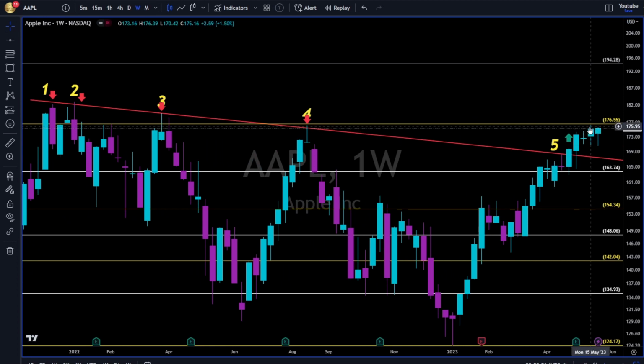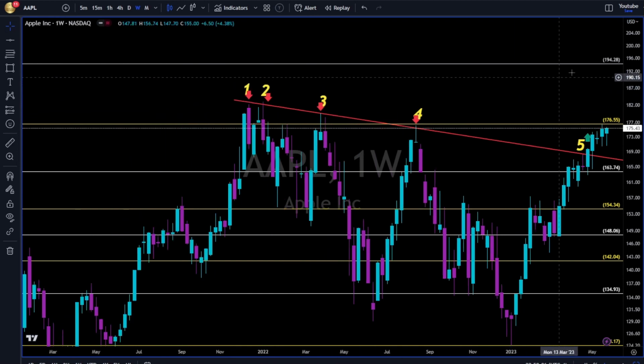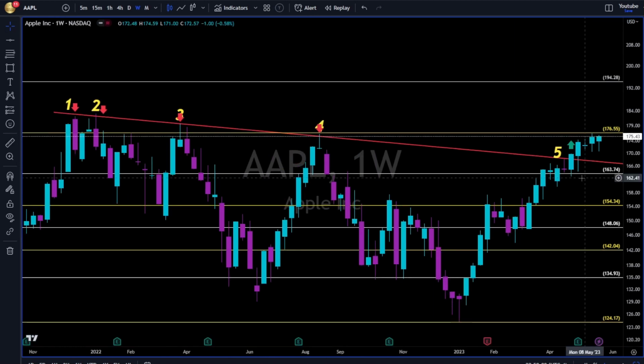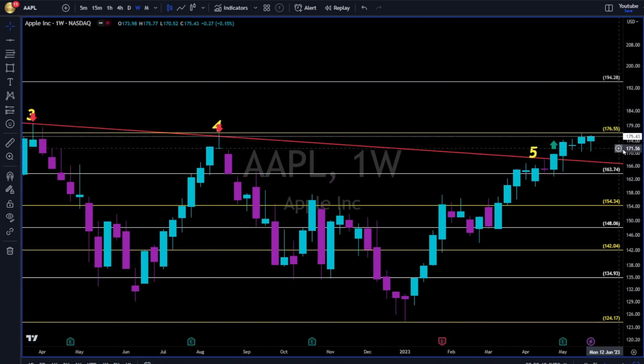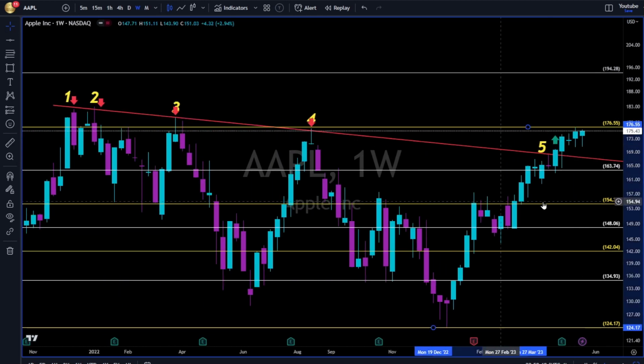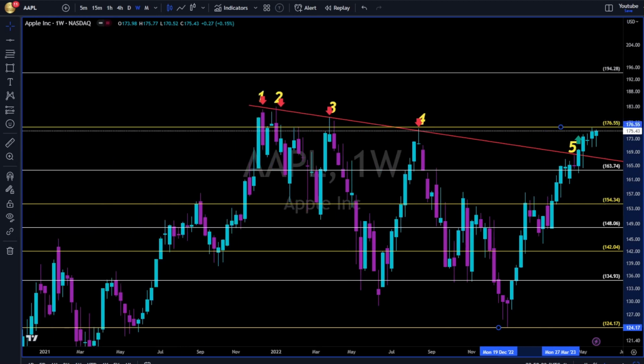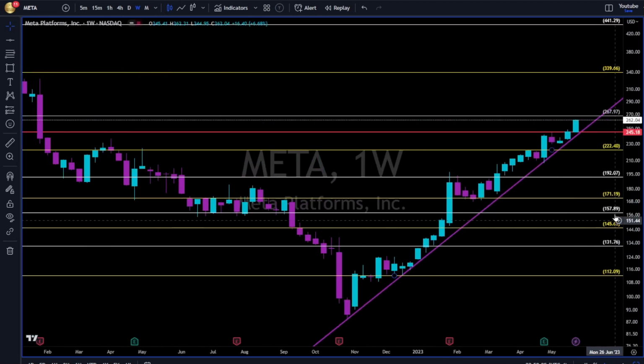Apple, 177, still resistance. Breaking up and above, we are going towards all-time highs at the 183, above it 194. This red trend line, now from resistance, will need to act as support. Below it we have the 163 and 154. But for now, Apple uptrend until proven otherwise.